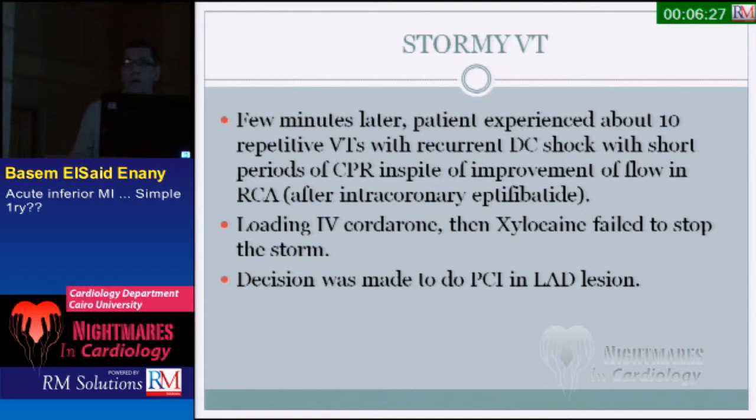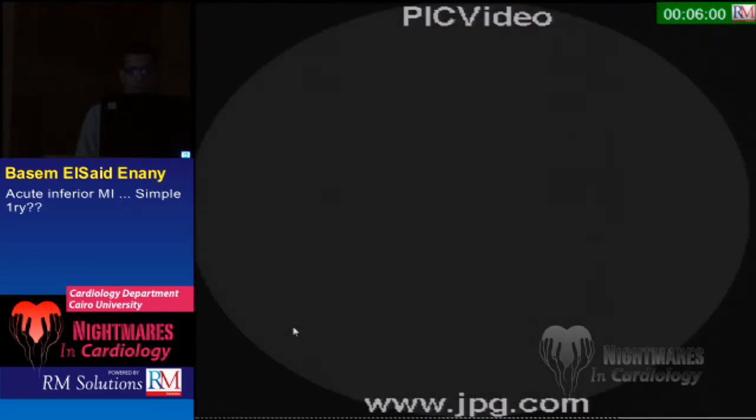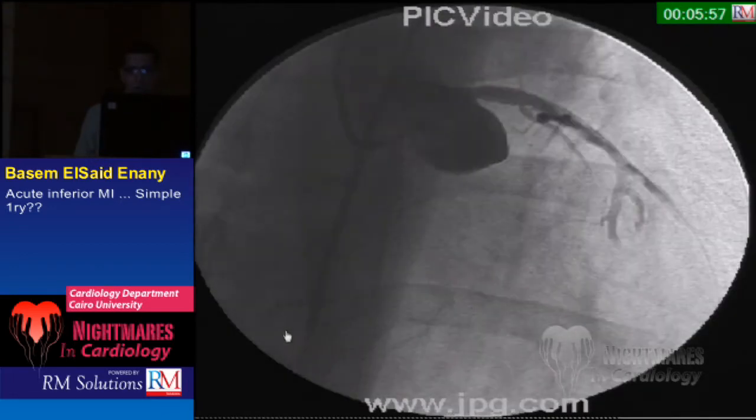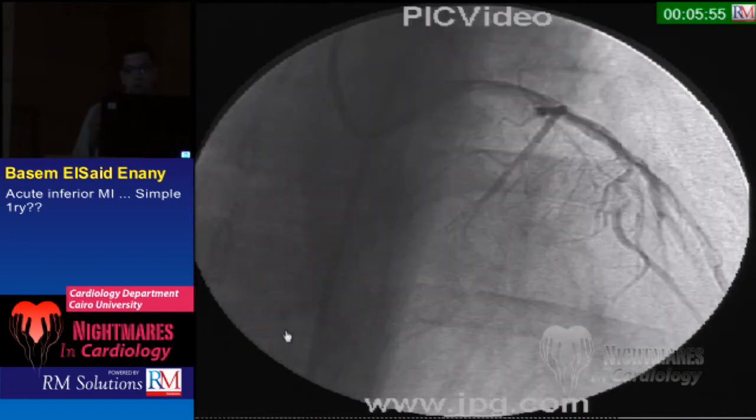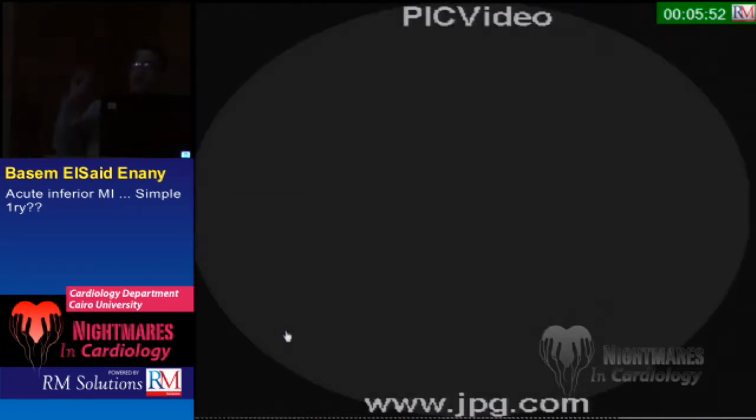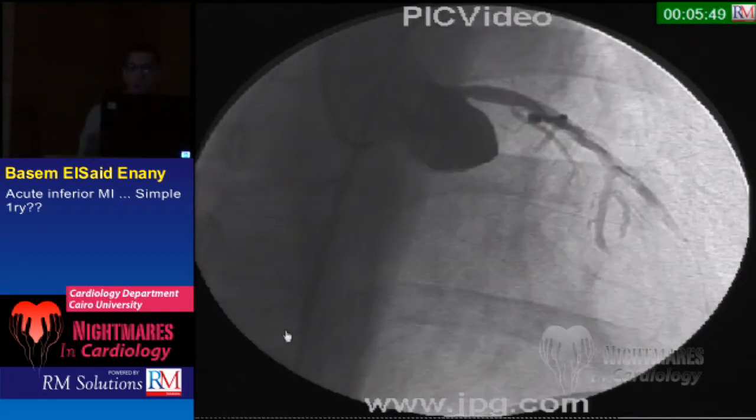We thought this might be arrhythmia due to ischemia, so we loaded IV Cordarone and then Xylocaine, but failed to stop the storm. We stayed in this storm for about 5 minutes before we shifted the decision to do PCI to the LAD lesion. The patient kept going into arrest, giving us just 30 or 40 seconds conscious without VTach, and then the VTach would start again. So you will find the PCI was done in a very strange situation in PA view. No CPR is present because we worked only in the 30 seconds between each VTach and another one.